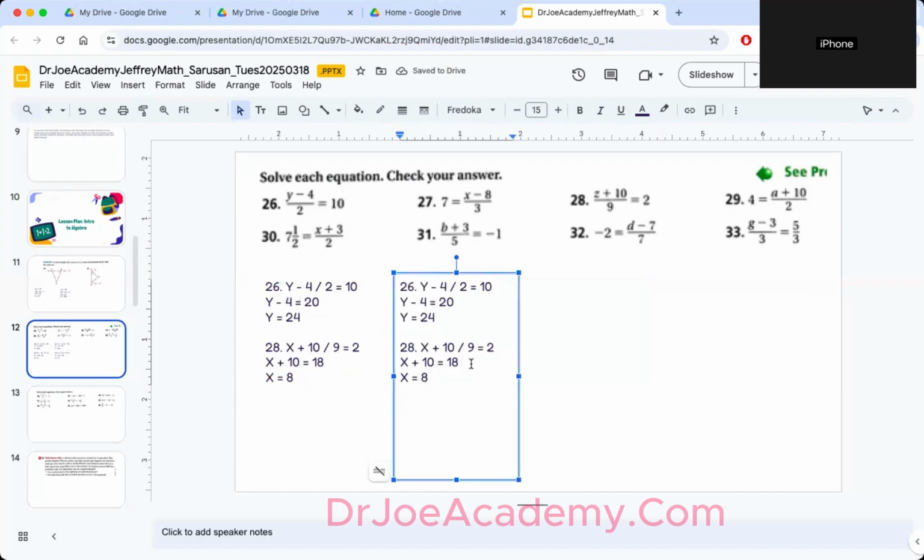All right. Let's go with 30. So we have 7 and 1 over 2 equals x plus 3 over 2. Let me put the brackets here as well. How would you solve this? I'd move the divided by 2 to the other side. Yep. Sure. That would be 15. 15 equals x plus 3. So now I know that x equals 12.